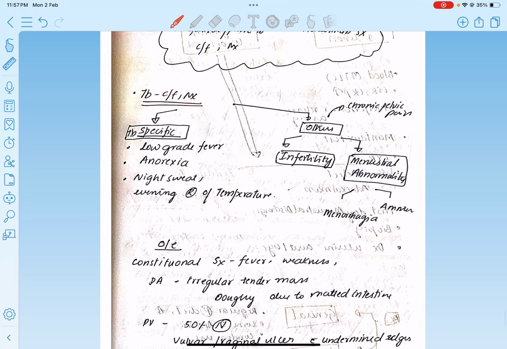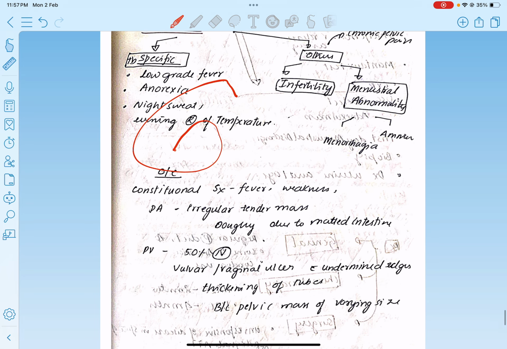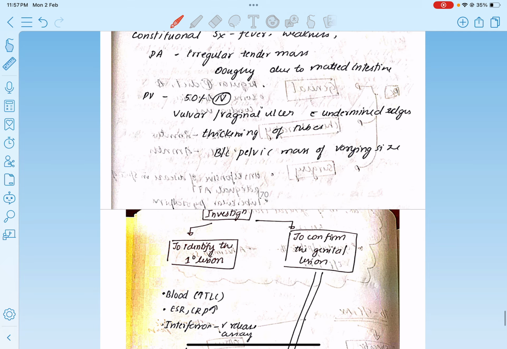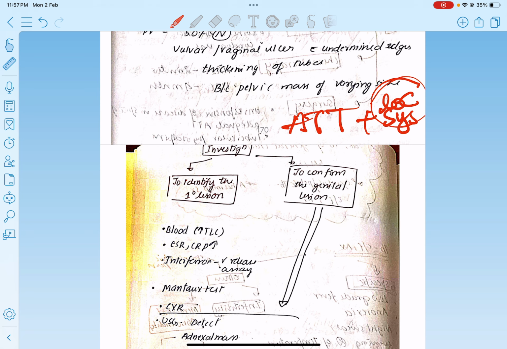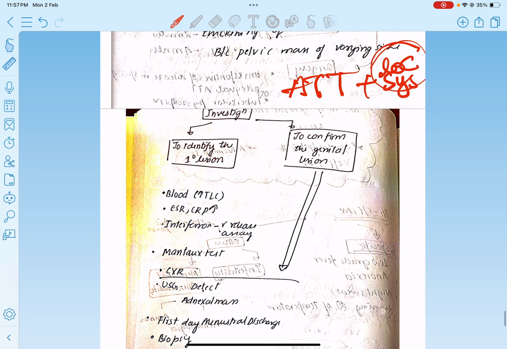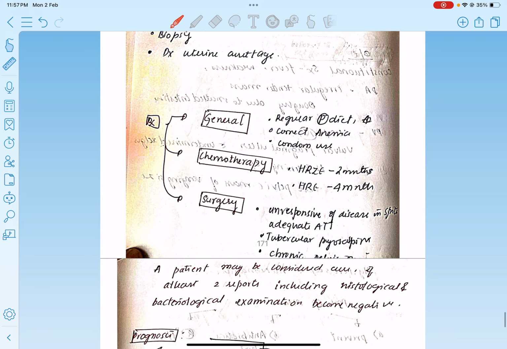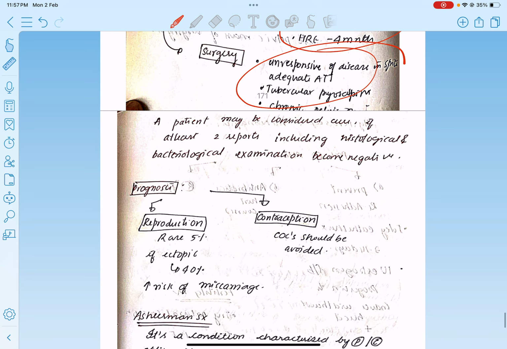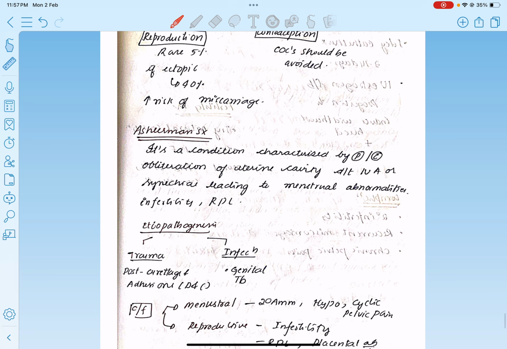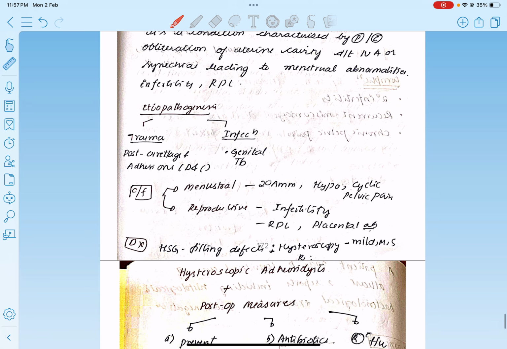Again, TB, wherever you have to talk about the specific symptoms and local symptoms. So make sure you write it accordingly. And ATT, then again, if you have any systemic or local complication, again do the management part. This is the investigation. And Asherman syndrome. So what is the main thing you have to do?